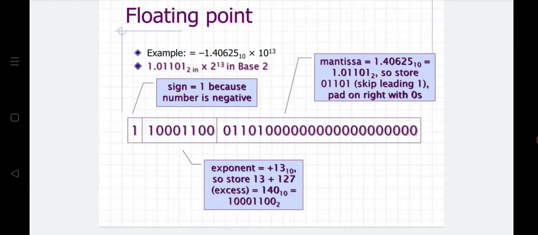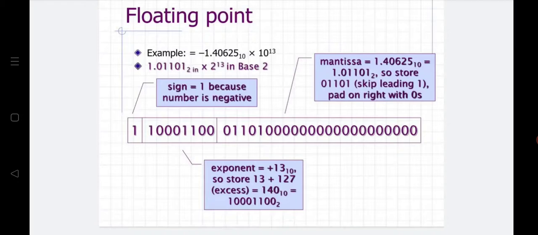Club all the integer parts of your values, and you will get your binary number. Once you get your binary number, in the expression times 10 to the power of 13, the 10 should be replaced by 2. That becomes 2 to the power of 13. So what is my binary representation for the given number? It is 1.01101 in base 2 times 2 to the power of 13. That is the binary representation.